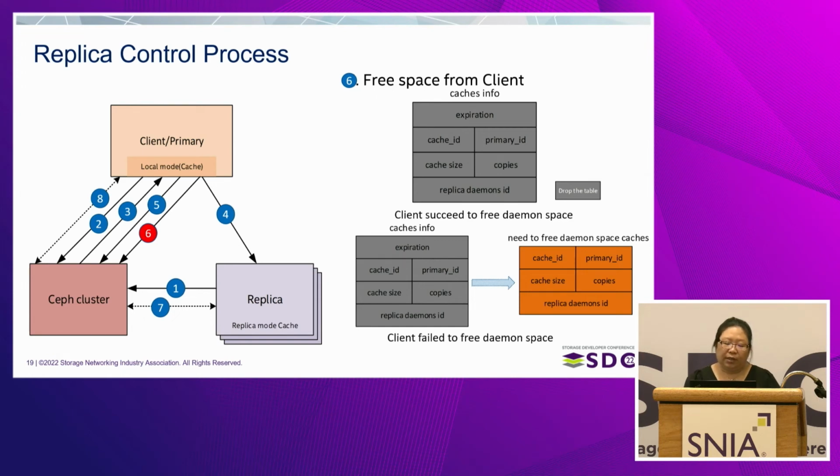So normally, it is the primary client that tells the replica to free the cache space you allocated for me. But if the client succeeded in freeing the daemon space, then the Ceph cluster will drop the cache info table. If the client's request to the replica did not work, meaning the connection was not set up or some error happened, it will tell the Ceph cluster, I can't ask the replica to free. You have to do that.